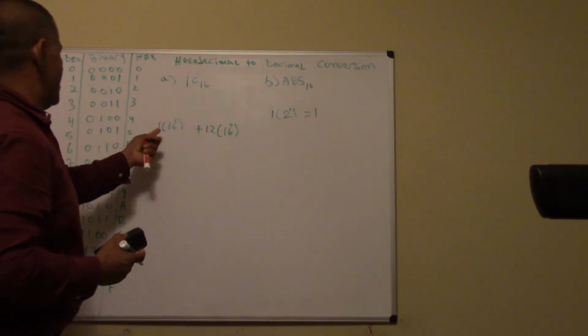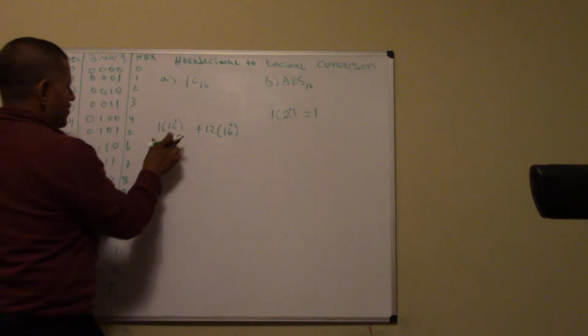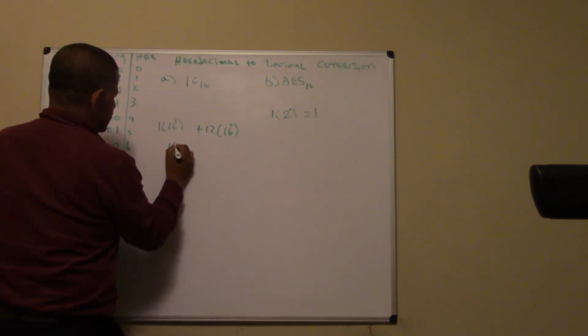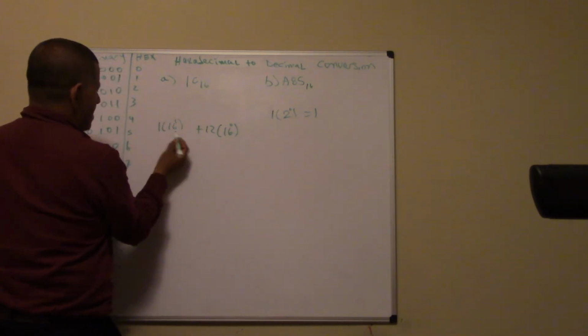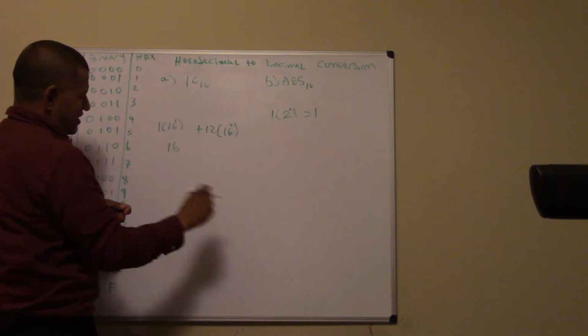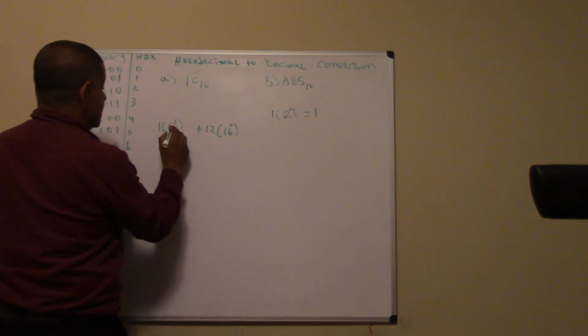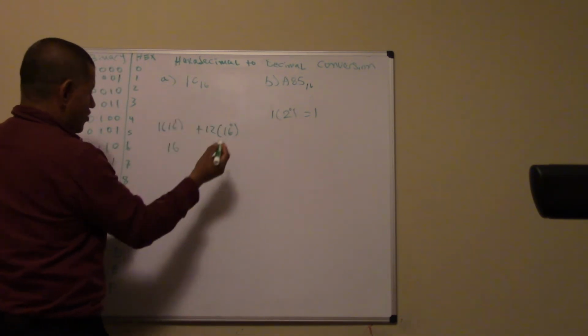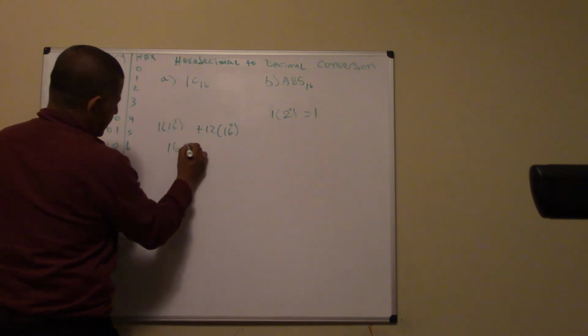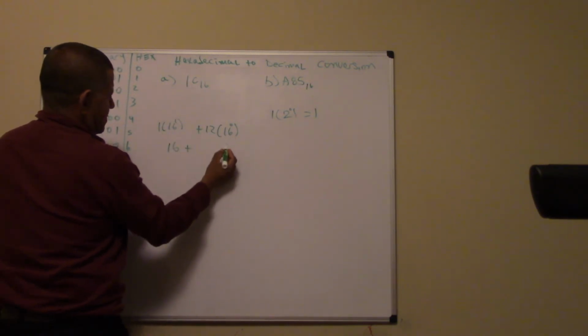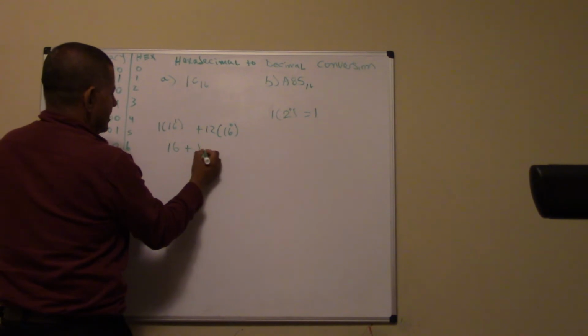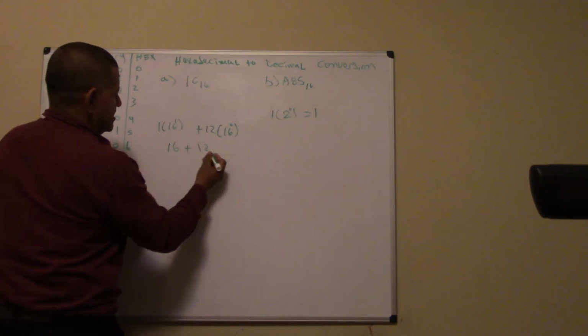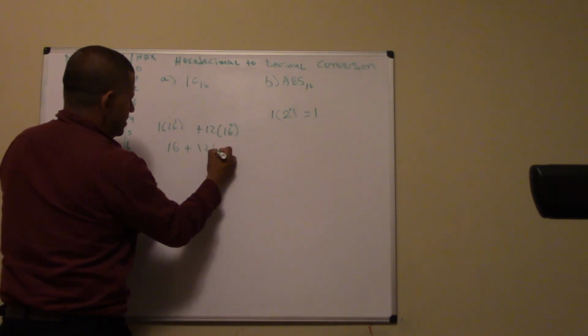So now I do the math, right? So now this is 16, right? Okay, why? Because 16 to the first power is 16. 16 to the first power is just that number, right? Multiplied by 1 is 16. Plus here, let me just work this out. 16 to the 0 power is 1, right? Is 1, right?